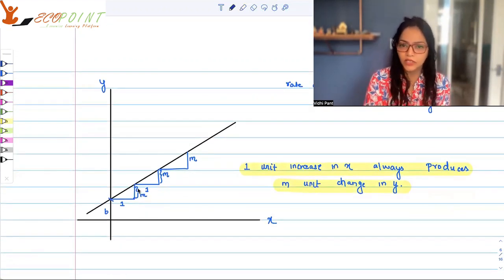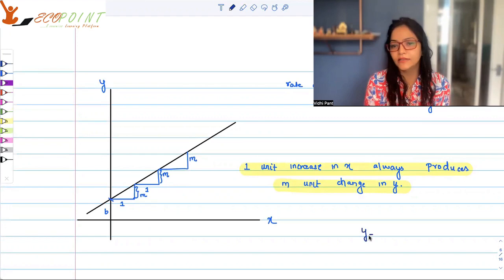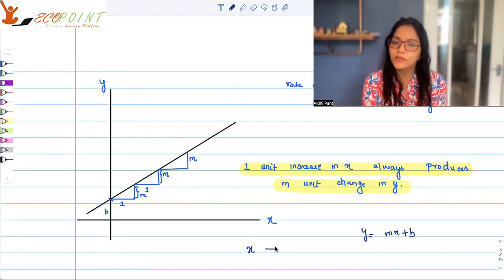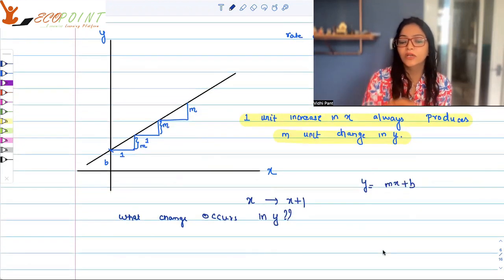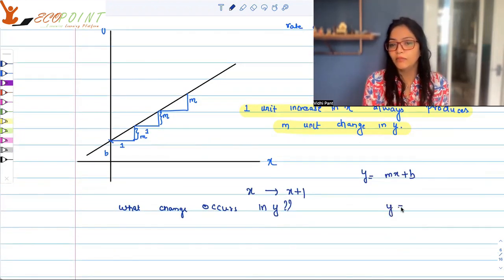If you may take an example and work with values, I'm going to take the general case only. So your y is mx plus b. Now, if I change x to x plus 1, what is the change that occurs in y? We want to ask what change occurs in y. Let's try to figure out. So y will become, the new y will become m(x+1) plus b.